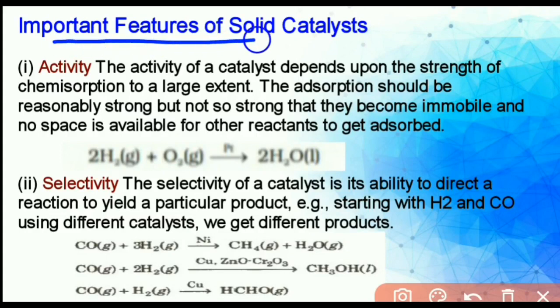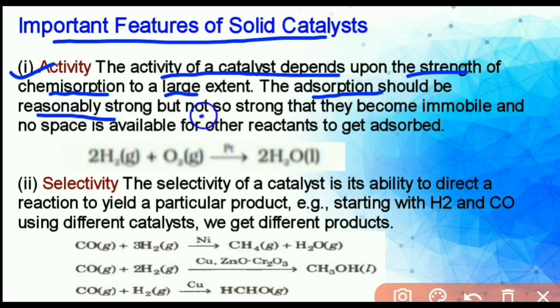Important features of solid catalyst. First is activity. Generally, chemical reactions occur in the chemisorption process. So the activity of a catalyst depends upon the strength of chemisorption to a large extent. The adsorption should be reasonably strong, but not so strong that the molecules become immobile and no space is available for the other reactant to get adsorbed. When that condition occurs, the activity of the catalyst is not so strong.